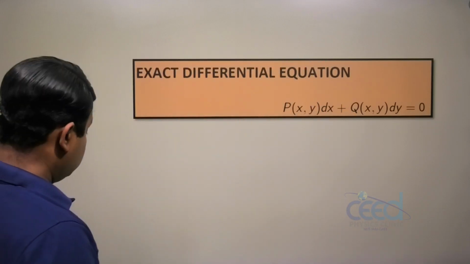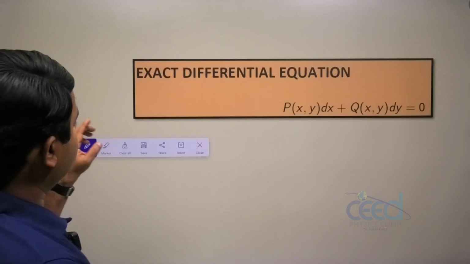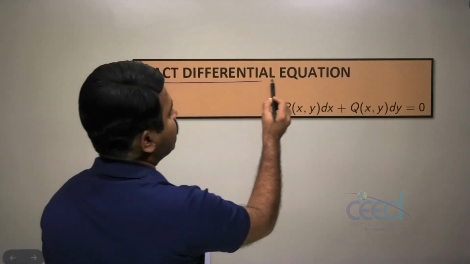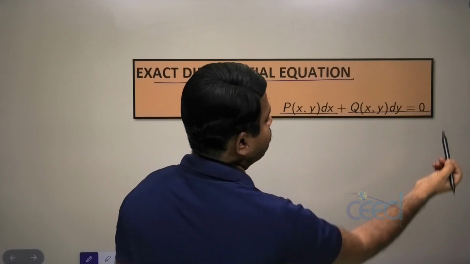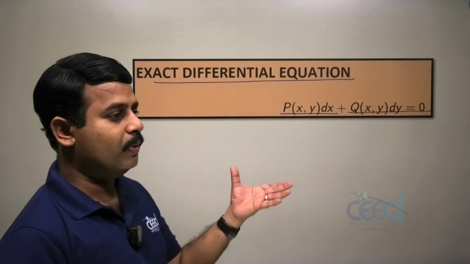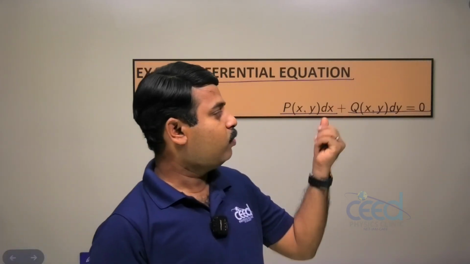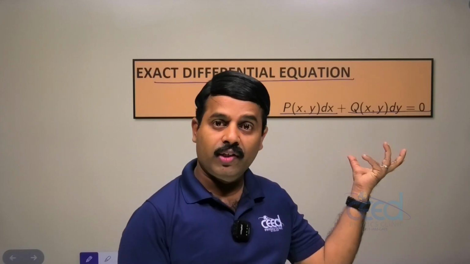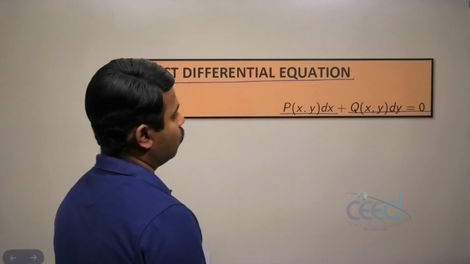See, the first kind is the exact differential equation. Exact differential equation means any differential equation given in this format, p dx plus q dy is equal to 0. When you get this kind of equation, first you have to check whether this differential equation is exact or not. How do we check exact or not?